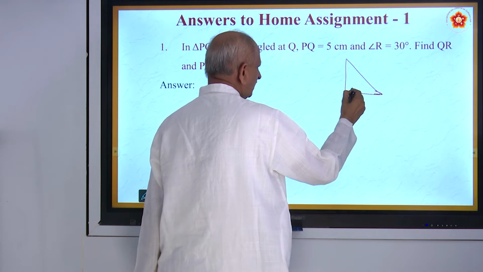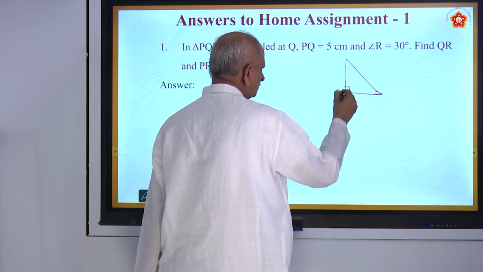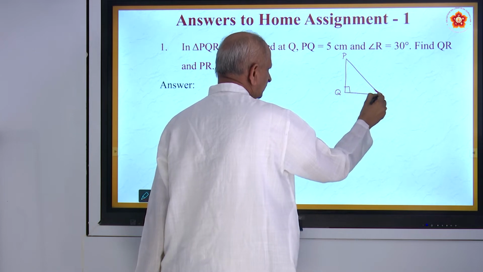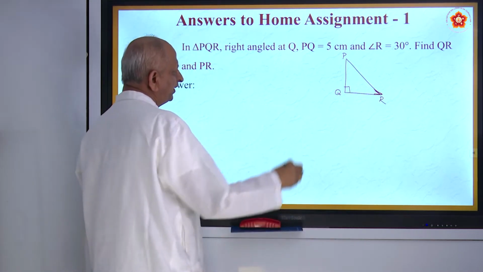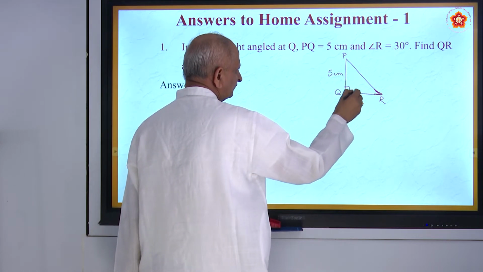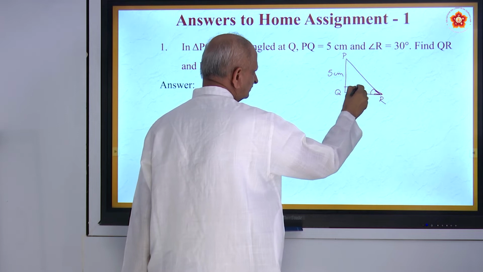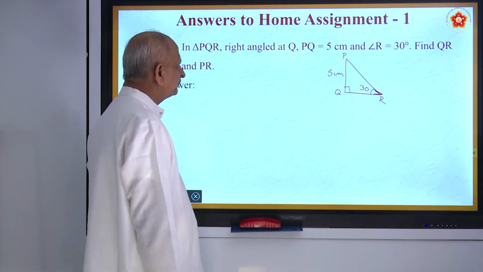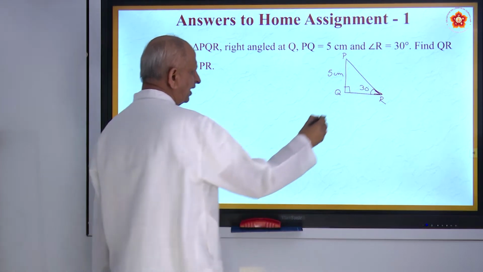And this is right angle at Q. You are given that PQ is 5 centimeters. Angle R is 30 degrees. That is theta. Find QR and PR.